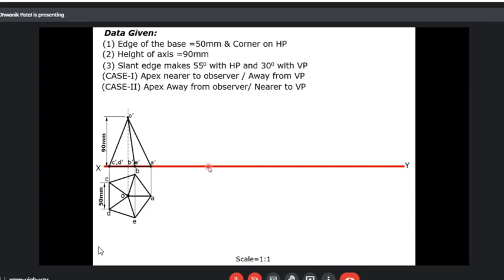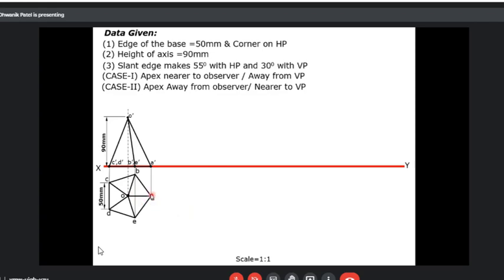Okay, so first draw the true shape of the base below the XY line. Second, we draw the elevation part. Now what is our next step? In the third step we have mentioned that the slant edge makes 55 degrees with HP. Which is our slant edge here? O dash A dash. Very good.